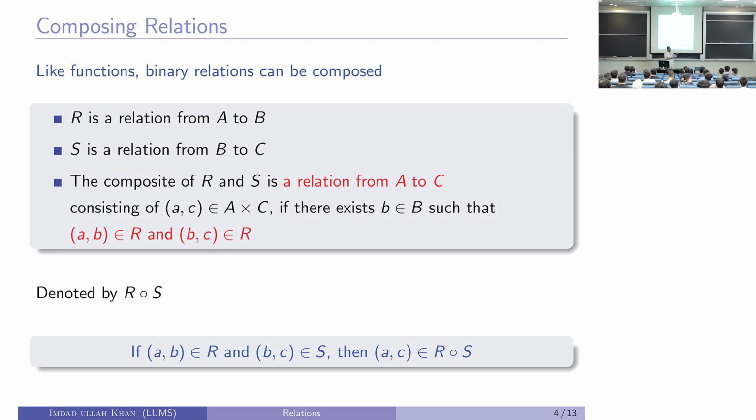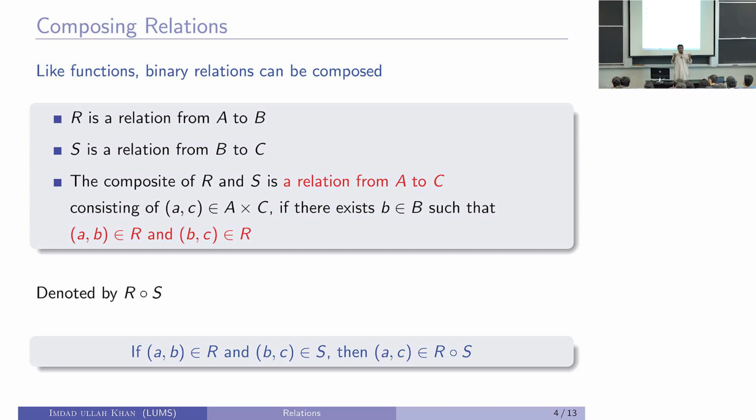So this will be the set of ordered pairs where the first coordinate comes from the set A and the second coordinate comes from the set C. Okay, which pairs will come? Whenever I see an A-B pair in R, and the same B appears with C, a B-C pair in S, then I will write A-C there. This is a shorthand way of doing it. It's denoted by R composed with S, or R circle S. R composed with S will be a relation of this type. Whenever I see A-B in R and B-C in S, then A-C will be in R composed with S.